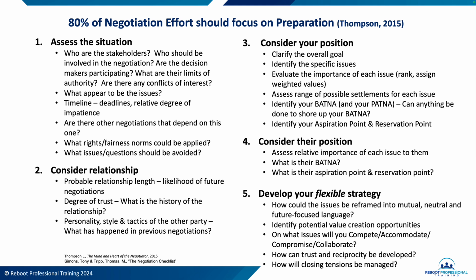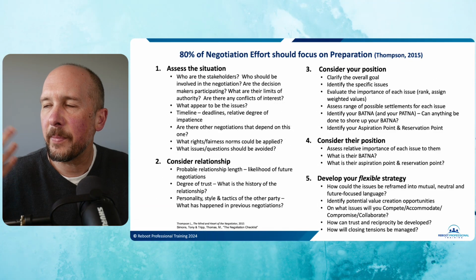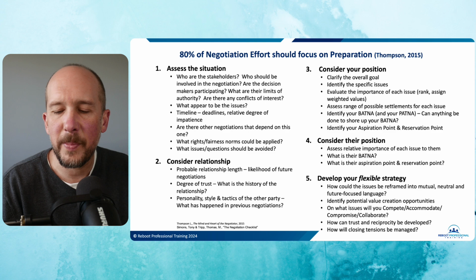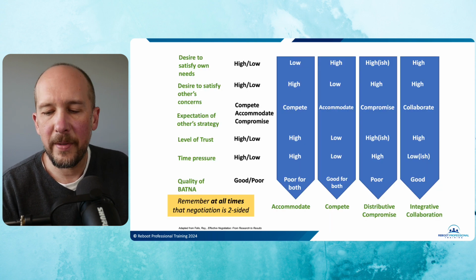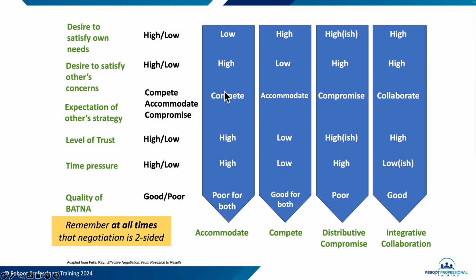On what issues will you compete and be firm, and on which issues will you be more soft? Where will you compromise and where will you collaborate? And how can trust and reciprocity be developed? And what types of tensions or discussion points are likely to push people's buttons and set them off? So you can see how all of these bits and pieces fit together on the screen.